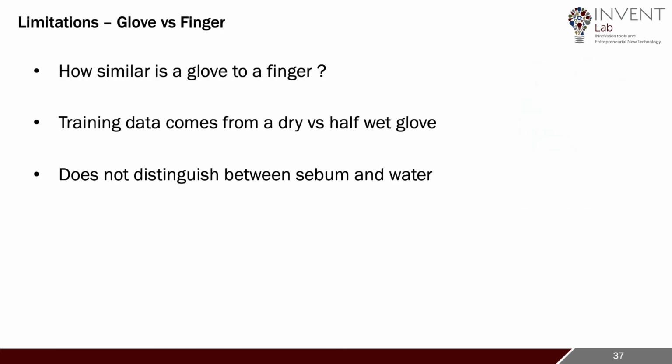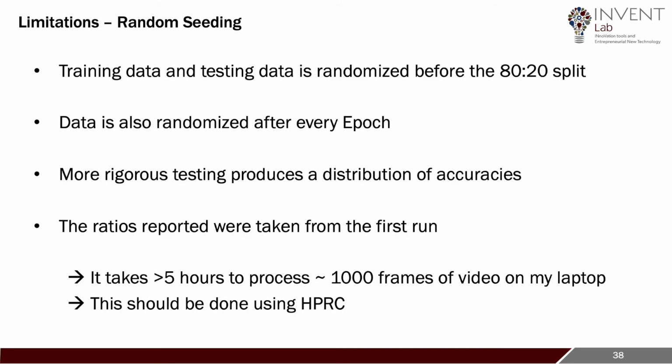The algorithm is also trained based on a glove and not an actual finger, which may affect its performance. How similar a glove is to a finger is actually an open question. We're not entirely sure. This is more of an issue for the dry contact, because water droplets on a glove should look similar to water droplets on a finger. One other potential source of error in this area is that the algorithm does not distinguish between sebum and water.